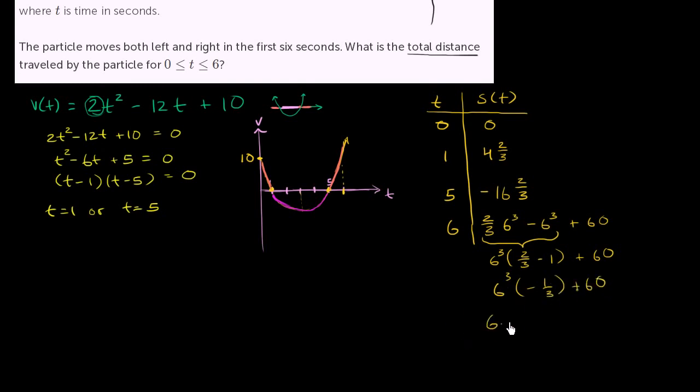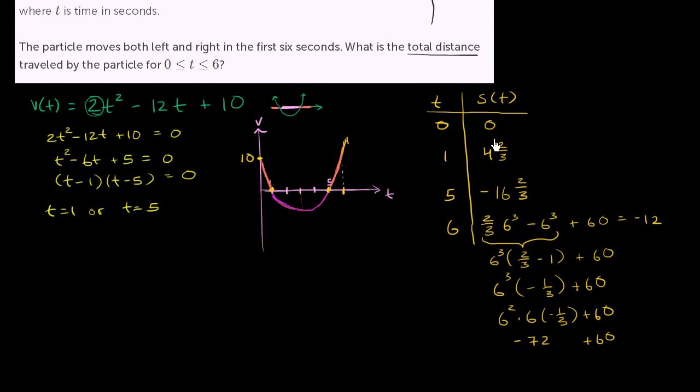And let's write it this way. This is going to be 6 squared times 6 times negative 1/3 plus 60. This right over here is negative 2. So it's negative 2 times 36. This is negative 72 plus 60. So this is going to be negative 12 right over there.